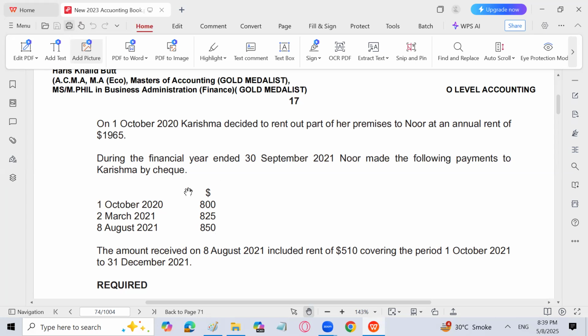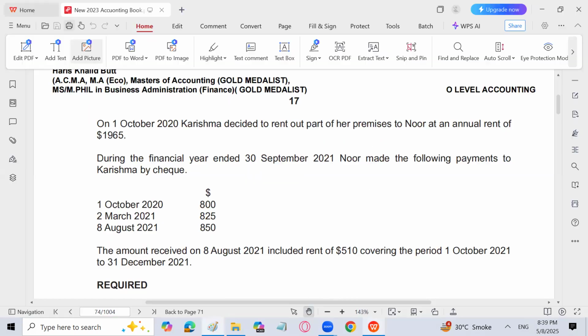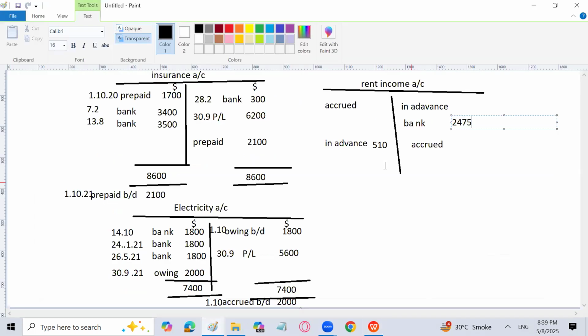And you will add all these amounts, 800 plus 825 plus 850. How much will it become? 2475. I can write it here, 2475. You can write it separately also, because it is received in different months: October 800, March, and then 8th August 850. And the income statement figure we have been given is 1965. That is the profit and loss account figure. That is given. We could have calculated that also. Through this, we can find the accrued carried down if it is given. But I don't think so.